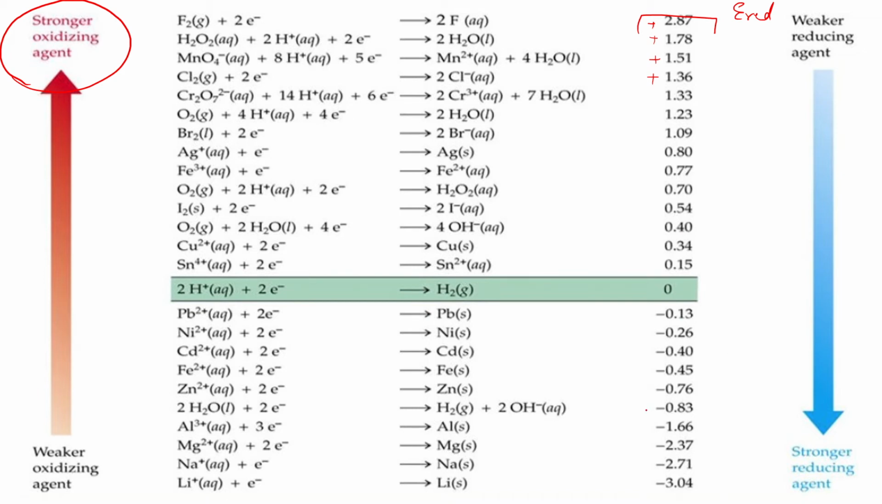Similarly, the lower the reduction value, the negative values over here, the more negative, that means stronger reducing agents. They will reduce the other one, or itself get oxidized. Hydrogen, on the other hand, is in between, and the value taken for hydrogen is 0.